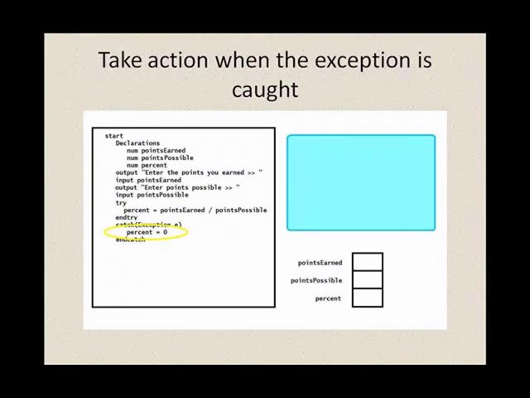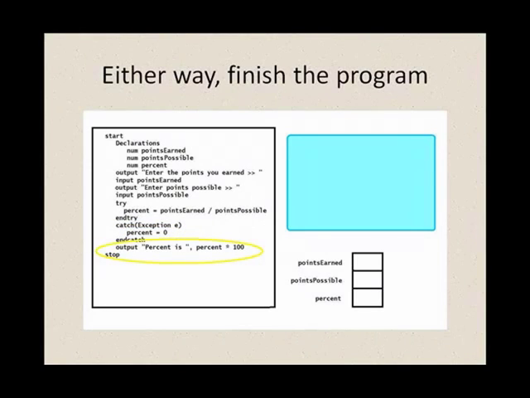You could put different statements here. You might want to set the percent to a different default value, or you might want to reprompt the user. You put in the catch block whatever you want to have happen if the exception is thrown. After the try block and the catch block, you can finish the program and output the results.